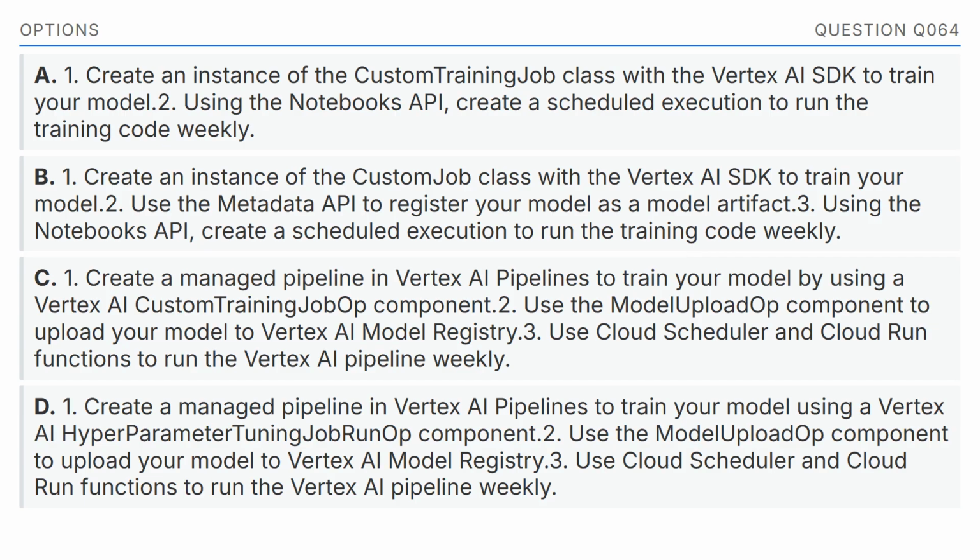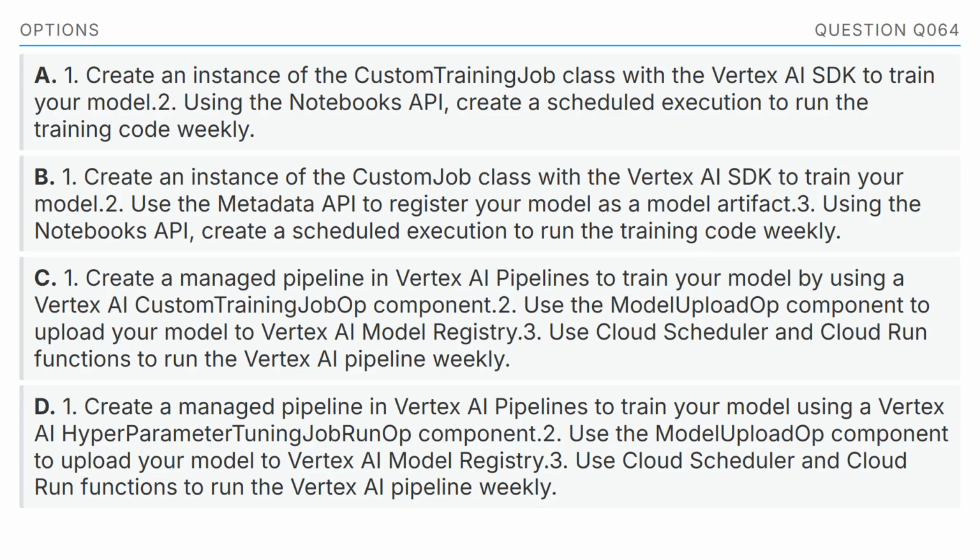Option C, 1. Create a managed pipeline in Vertex AI Pipelines to train your model by using a Vertex AI custom training job op component. 2. Use the model upload op component to upload your model to Vertex AI model registry. 3. Use Cloud Scheduler and Cloud Run functions to run the Vertex AI pipeline weekly.